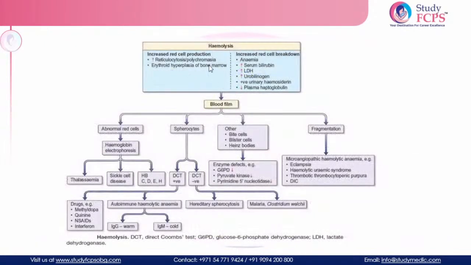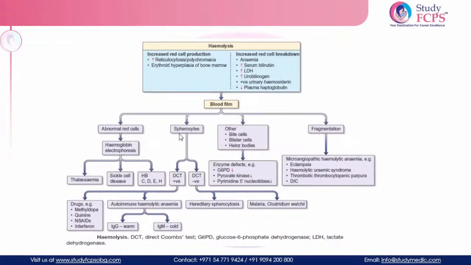So after all these investigations confirm the diagnosis of hemolysis, the blood film will be performed, a peripheral blood smear. And if it indicates abnormal red cells, we will perform hemoglobin electrophoresis that will lead to the diagnosis of thalassemia, sickle cell disease, or hemoglobin C, D, E, or H type of defects. So basically, hemoglobin electrophoresis we perform for identification of hemoglobinopathies.